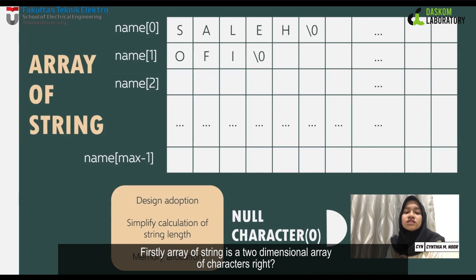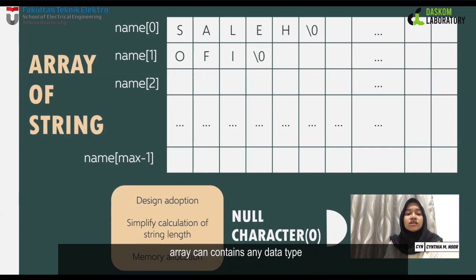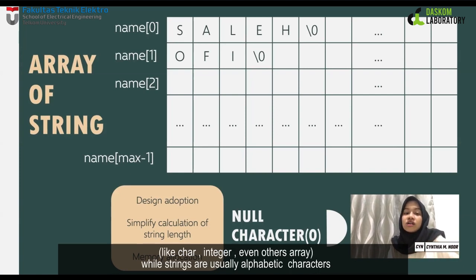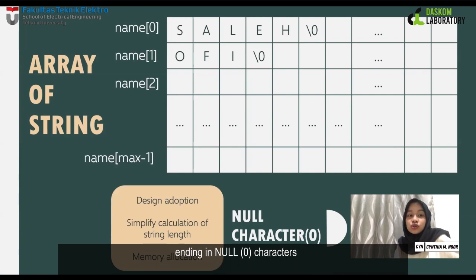Firstly, an array of strings is a two-dimensional array of characters, right? Arrays can contain any data type like char, integer, even other arrays, while strings are usually alphabetic characters ending in null. So the \0 is a null character. So what's the purpose of the null character?